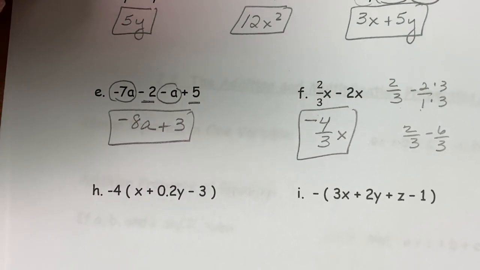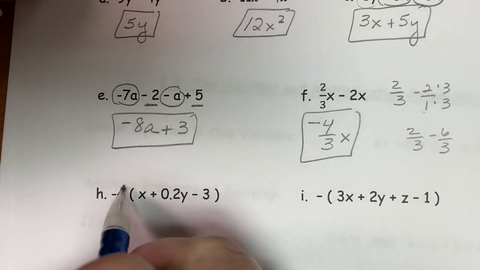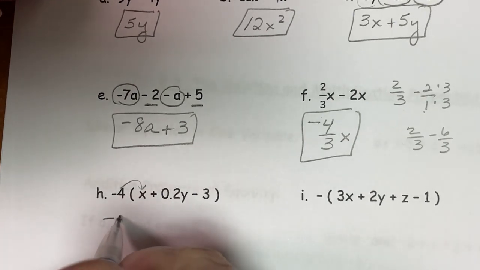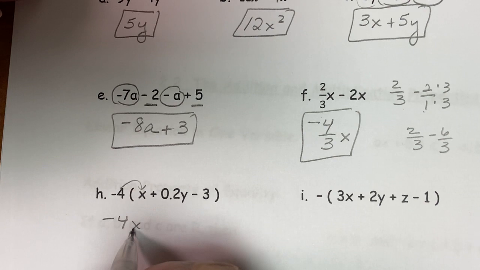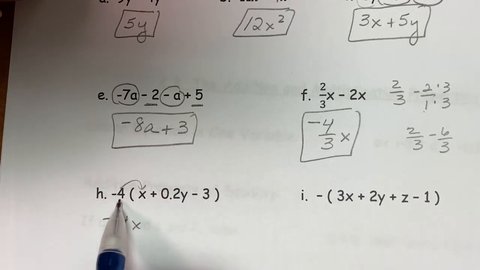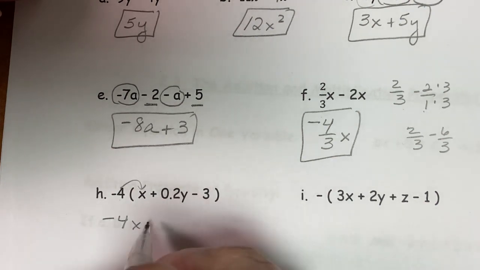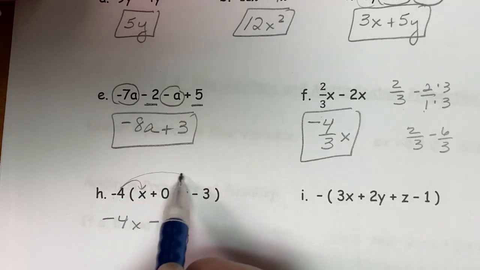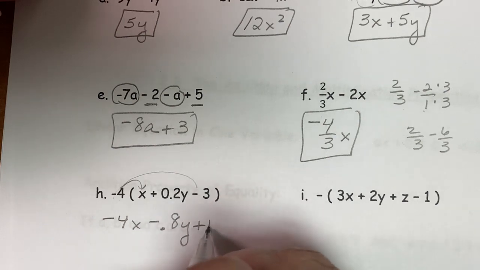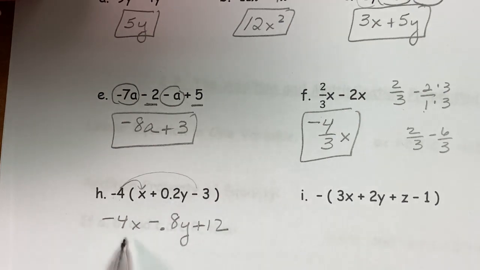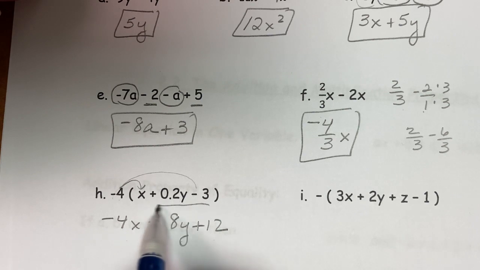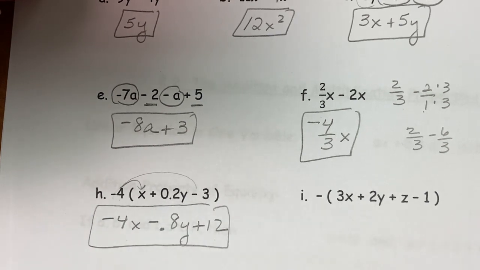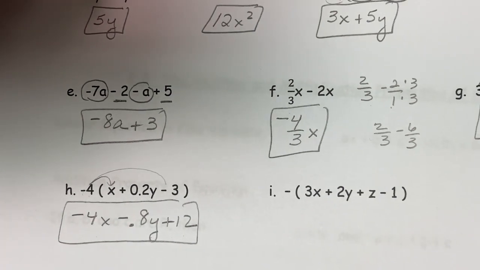Moving on to h, again, we have some distribution. So negative 4 times x would be negative 4x. Negative 4 times 0.2 would be negative 0.8y. And the negative 4 times negative 3 would be plus 12. None of those have the same variable part, so we cannot combine any of those.